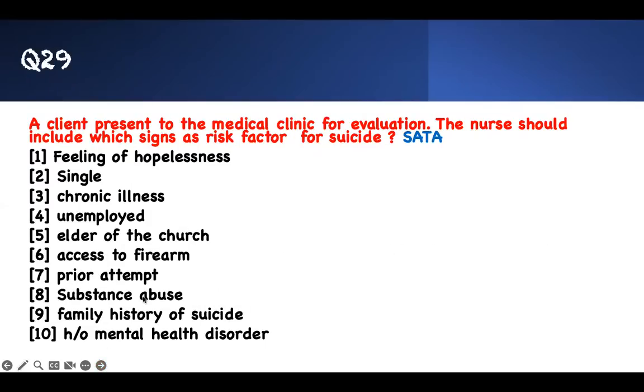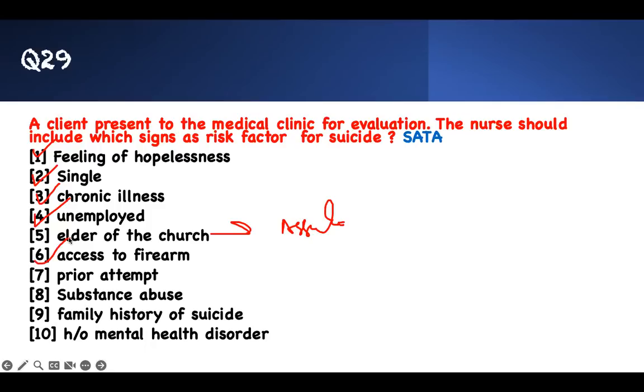Select or apply. A client presented to the medical clinic for evaluation. The nurse's assessment should include which signs as risk factors for suicide. Who is at risk for suicide? Somebody who is hopeless, yes. If you live alone, you're not married, yes. If you have a bad chronic illness, yes. If you have no job, yes. If you are an elder of a church, that means church association, that means you serve in your community, no. Access to a firearm, yes. If you have a gun, yes.